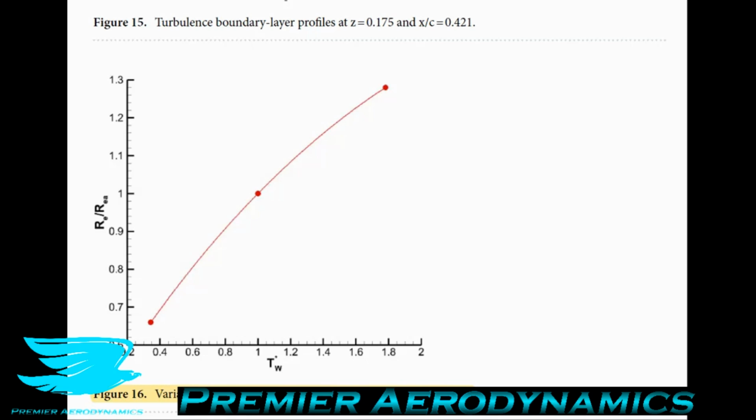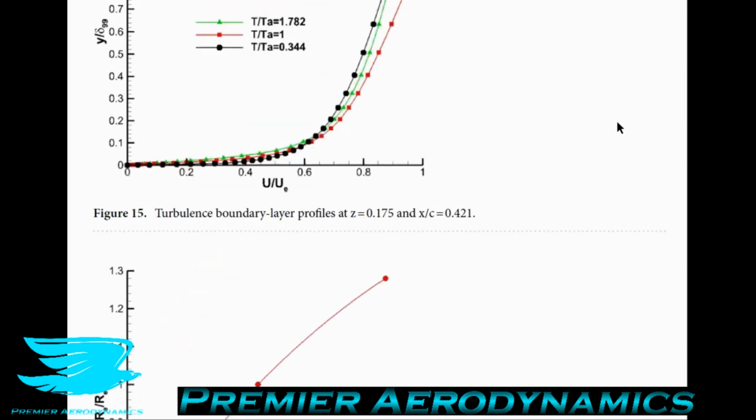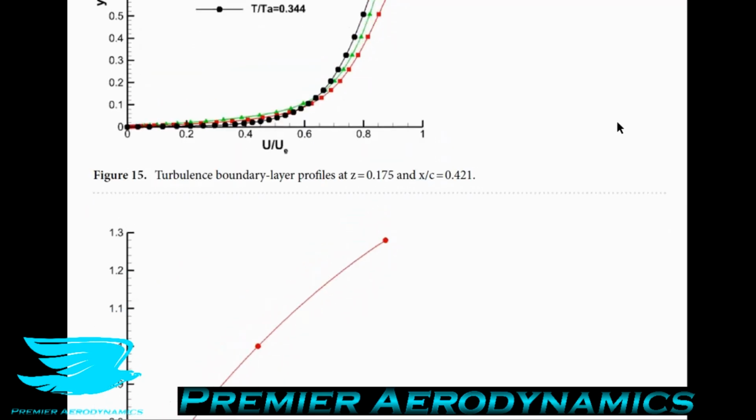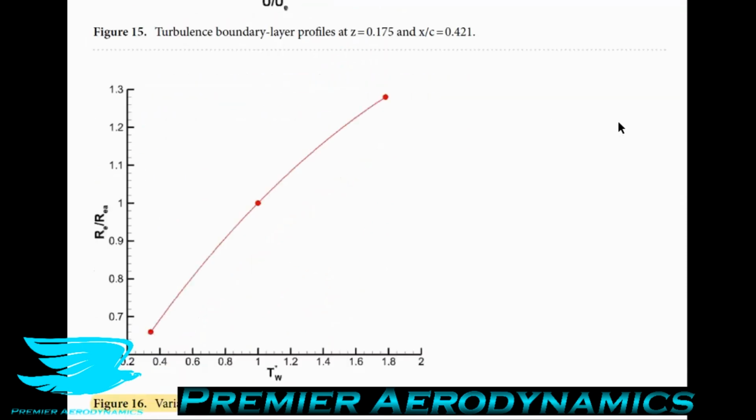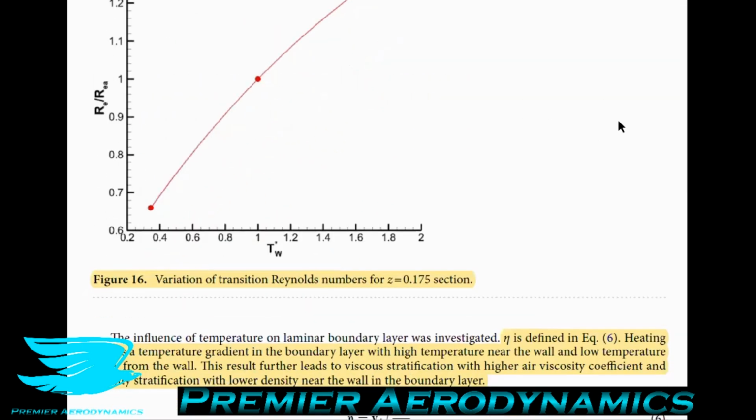And interestingly, it's somewhat linear. So in other words, when the wall temperature was 0.382, I believe. What was that here? It's 0.344, and you put it to 1. The change there is approximately the same as when you move it a bit higher to 1.782, and it has a fairly linear trend to that.